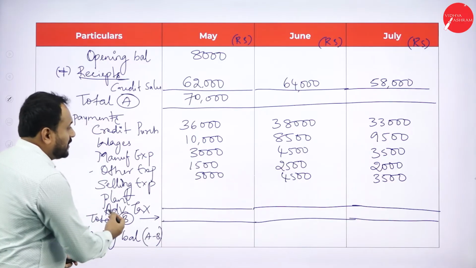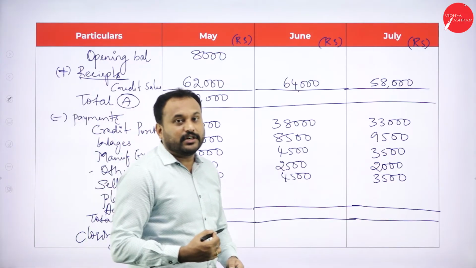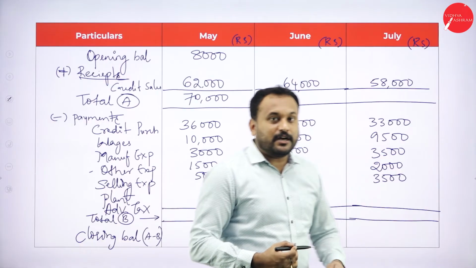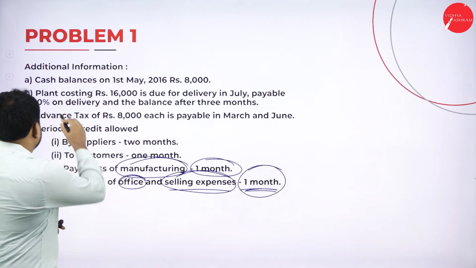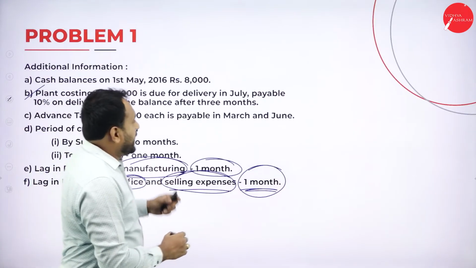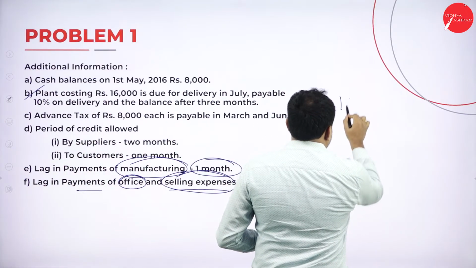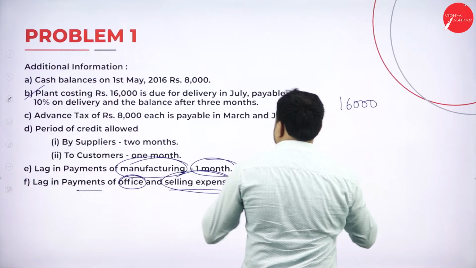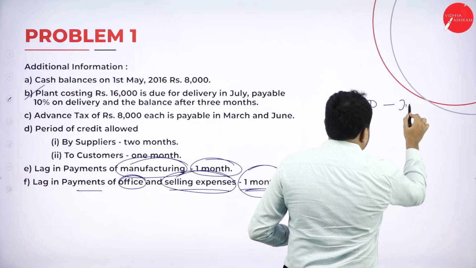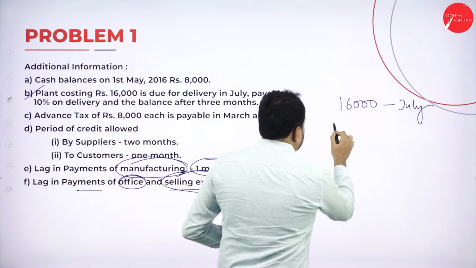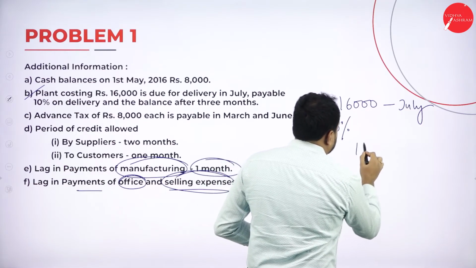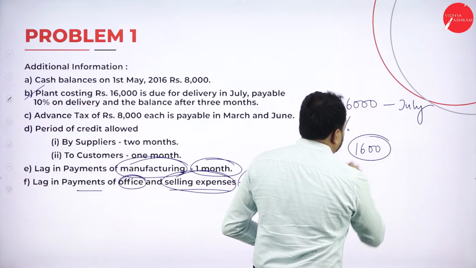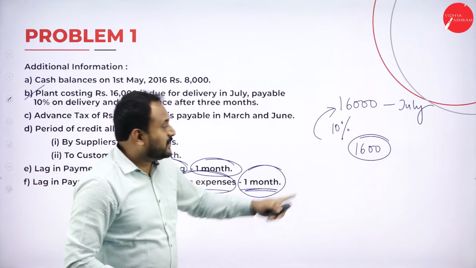Next is planned. Now for planned I have done a working note, if you remember, right? Now we'll go with the same thing here also. They said there is something called planned here, and I told you about the working note. Now we have 16,000, but in the month of July, they are supposed to pay 10% of it. Now 10% of it is 1,600. So this entry I'll put in the month of July.